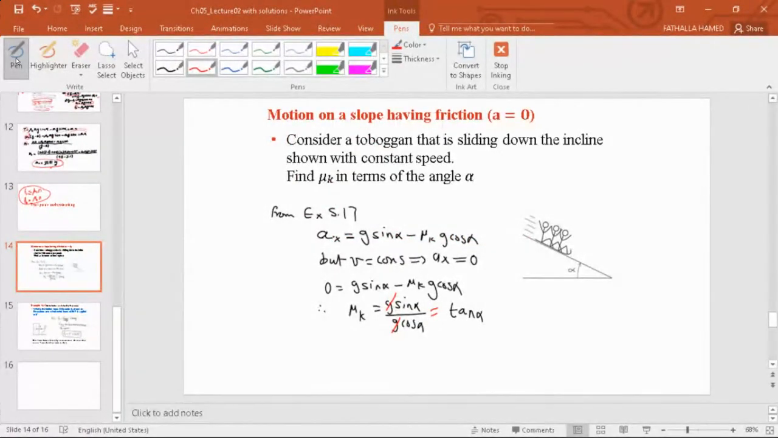Let's take two questions here to discuss. The first one: motion on a slope having friction, but we say that a is equal to 0. That means you're moving with constant velocity. So consider a toboggan that is sliding down an incline with constant speed. Find the mu k. We already have done this, okay?